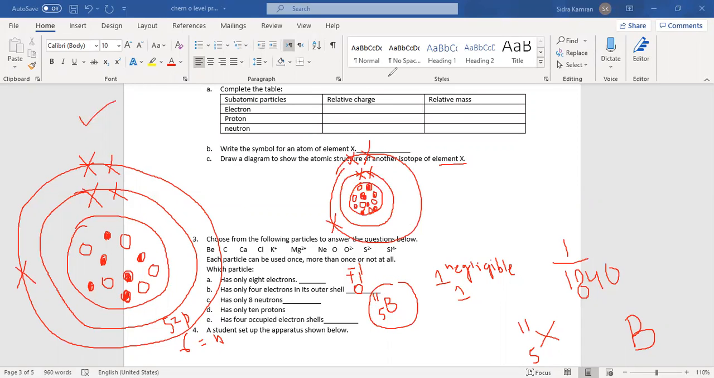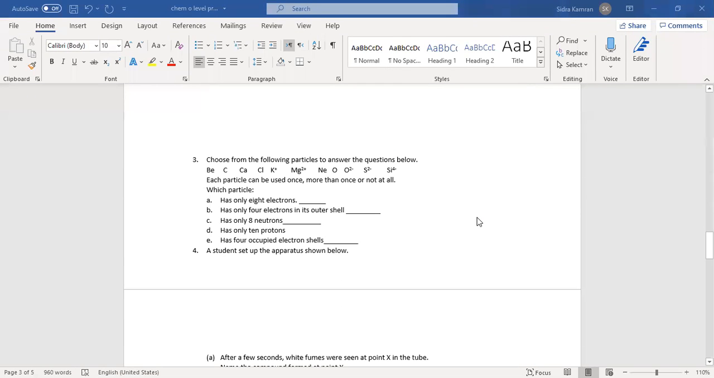Next question, question number 3. Here you can see question number 3. Choose from the following particles to answer the questions below. Each particle can be used once, more than once, or not at all. So first, part A is, which atom has only 8 electrons? So from these you have to answer which one has 8 electrons.